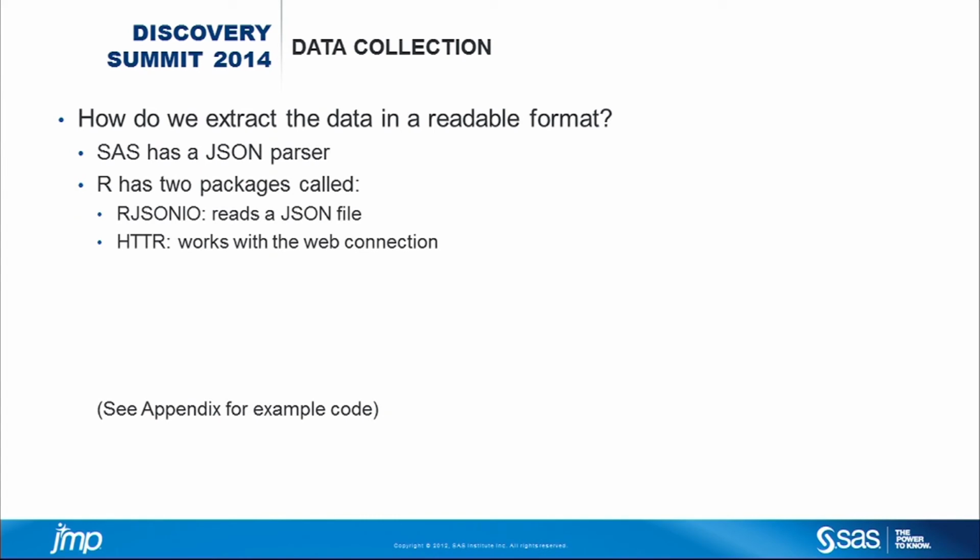And with R, we had to install two packages. One was HCTR, which works with the web connection, and then the JSON reader to read that JSON file. So once again, you have to read the file, parse it, create a temporary copy, and then bring that data into JMP.